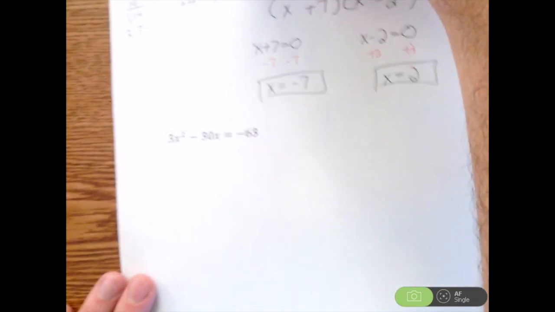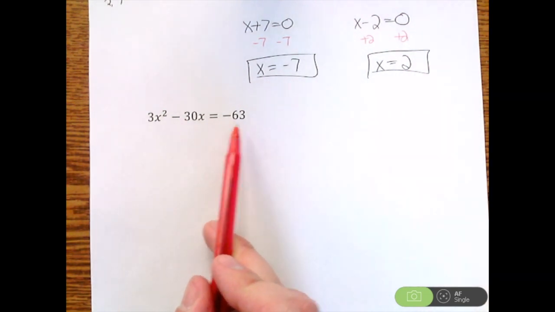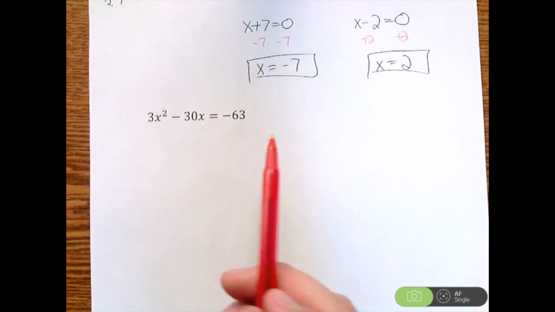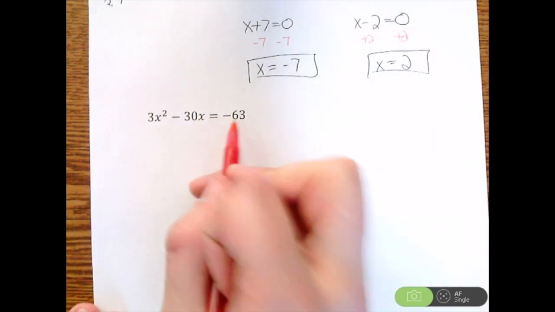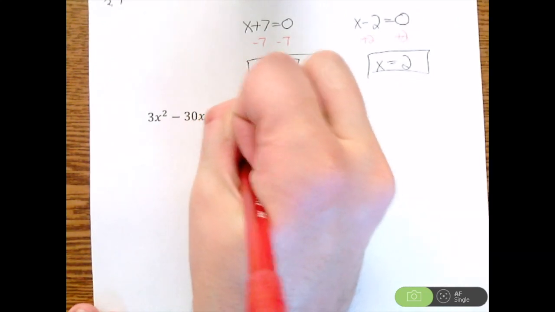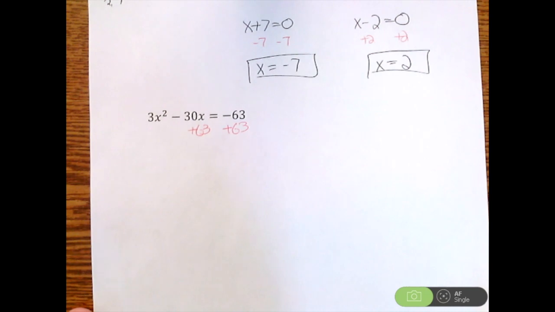Next what I'm going to do is this next example, so a little bit more complex. So I have 3x squared minus 30x equals negative 63. Now remember, we have to have the right side equal to 0, or it doesn't even matter if it's right or left. We just want this thing equal to 0, so either a 0 on the left or a 0 on the right. So to get rid of a minus 63, I'm going to add 63 to both sides.